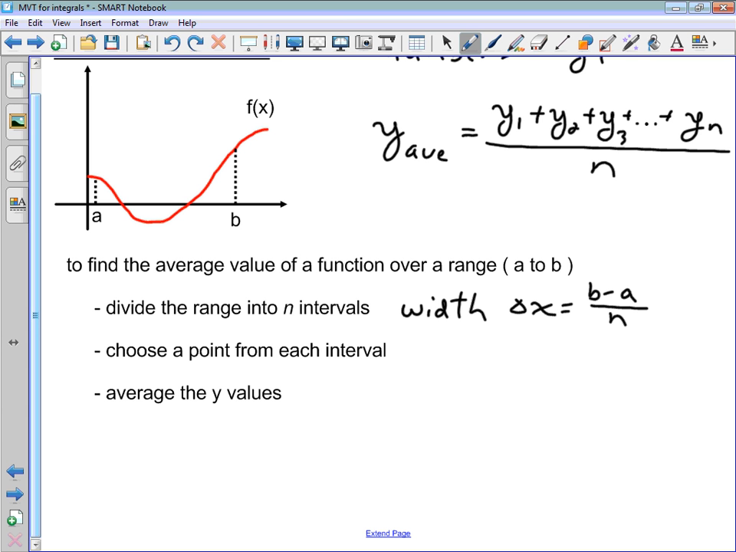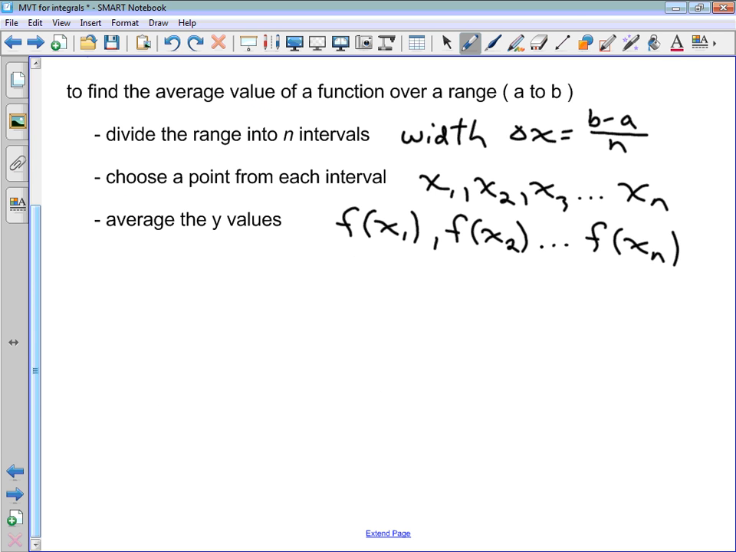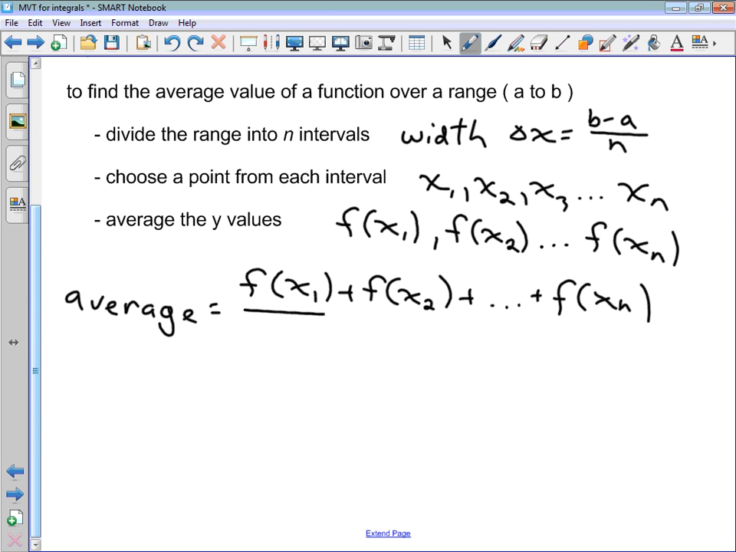In each one, we are going to choose a point from each interval. So let's say that the point we choose in each interval is going to be an x value. So we're going to have x1, x2, x3, all the way up to xn. And for each one, we're going to find the corresponding y value, which is going to be f of x1, f of x2, dot, dot, dot, all the way up to f of xn. And let's average these things. So our average is going to be f of x1 plus f of x2 plus dot, dot, dot, f of xn, all divided by n.